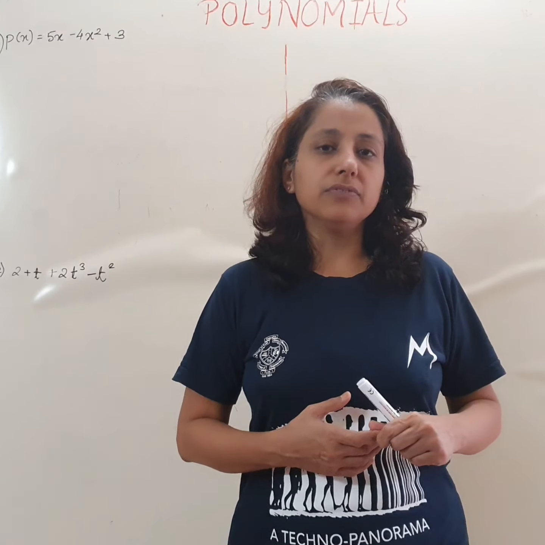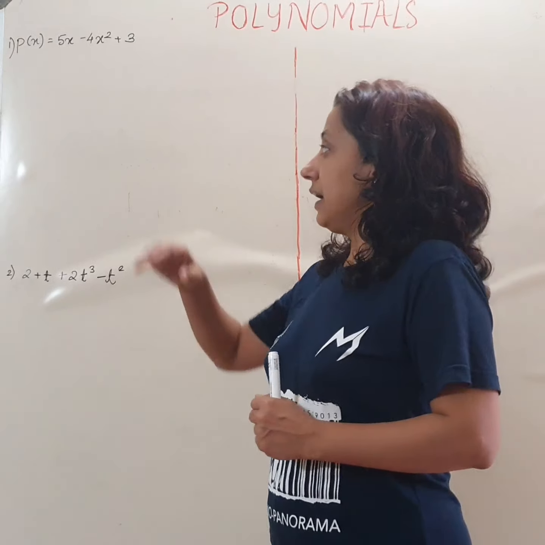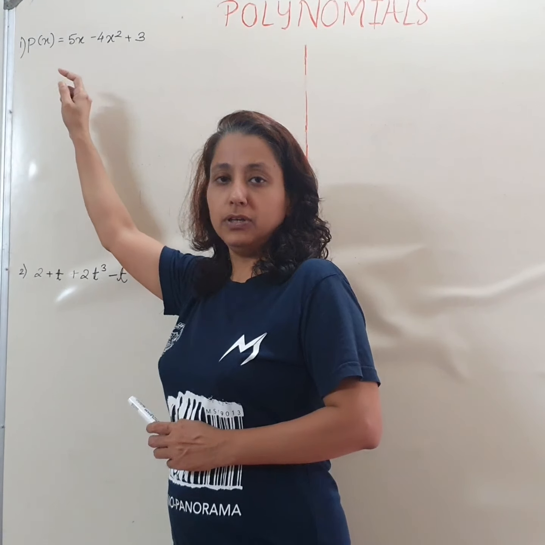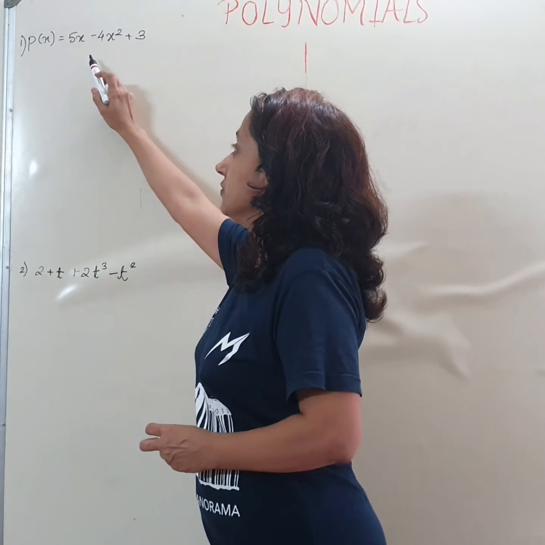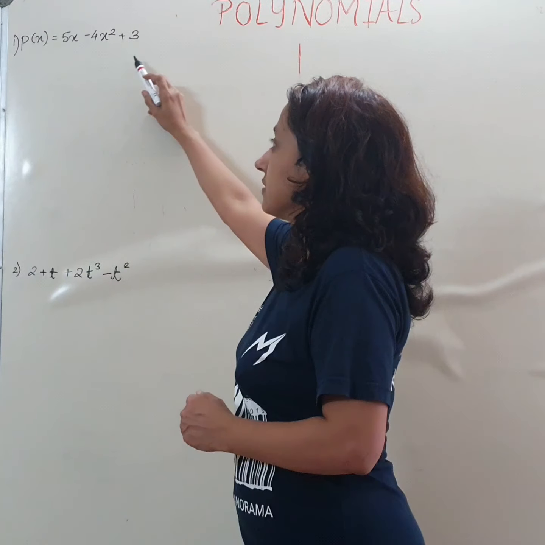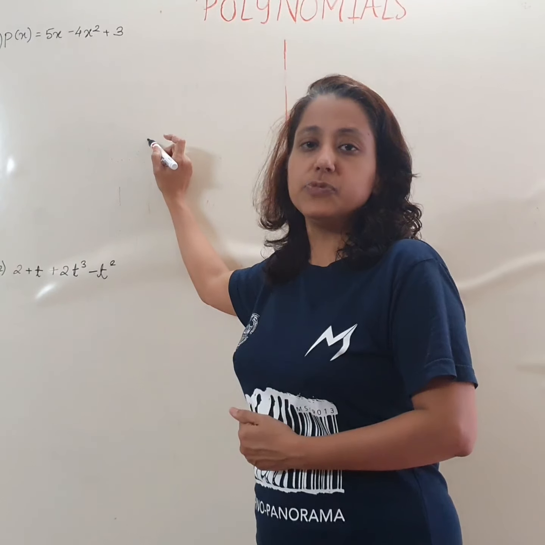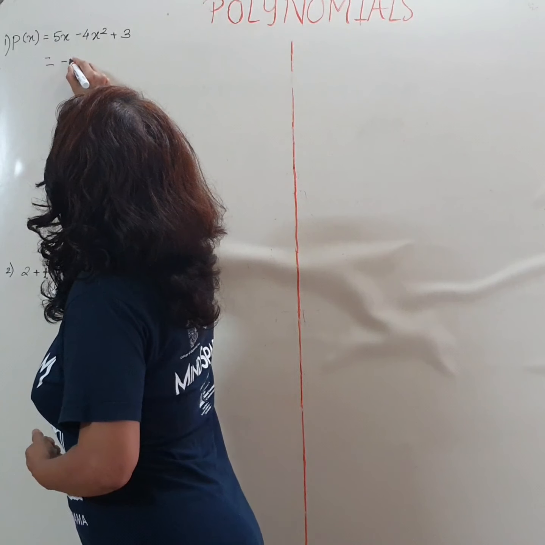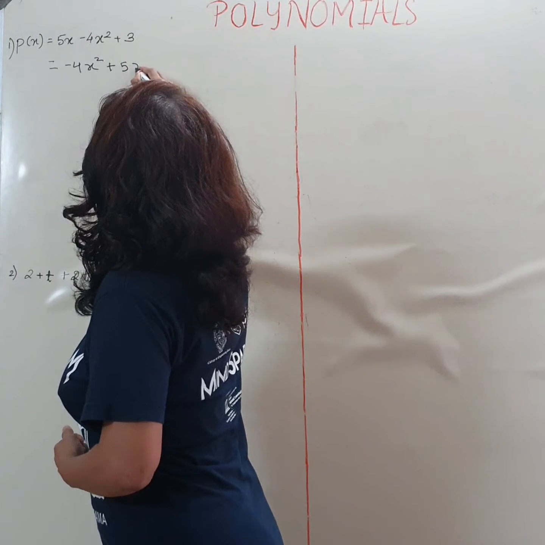Now what is the meaning of the word value? Let us see through an example. Here I have taken an example of a polynomial in variable x. So we are denoting it as p of x. So this is 5x minus 4x square plus 3. Now this is not in the standard form, so we can first bring it in the standard form. So this is equal to minus 4x square plus 5x plus 3.